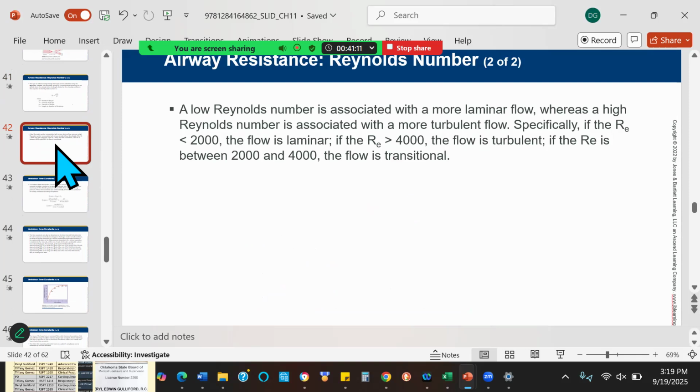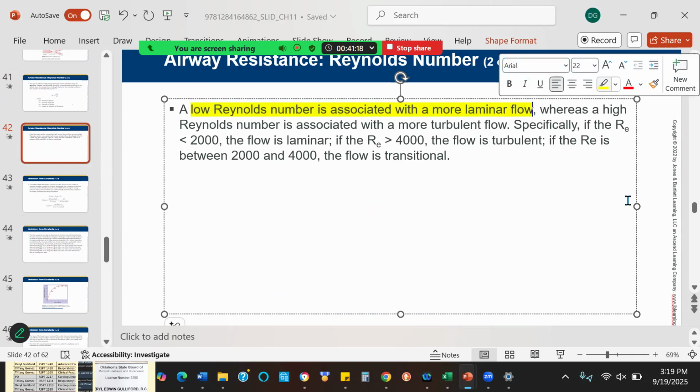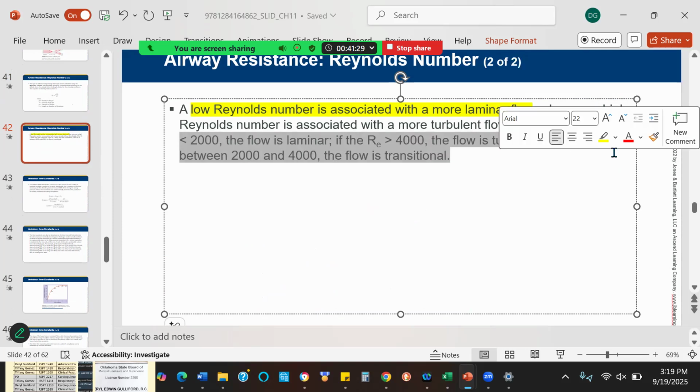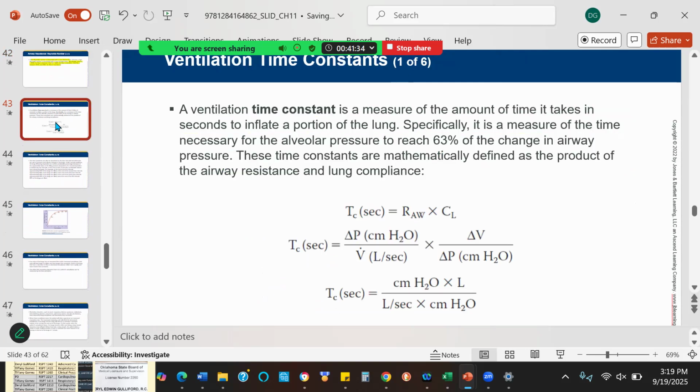A low Reynolds number is more laminar. So we're hoping for a low Reynolds number. If it's less than 2,000, the flow is laminar. Greater than 4,000, the flow is turbulent. And in between, it's transitional. So we actually put a range on these laminar, turbulent, and transitional flows.